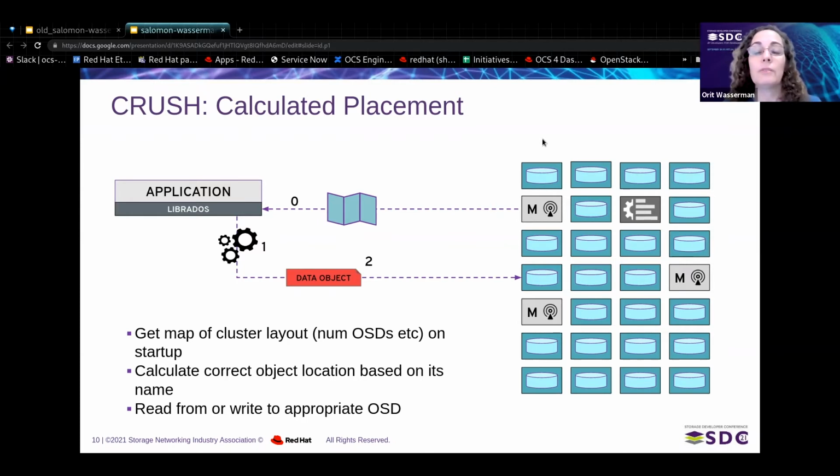So a client connects to the Ceph cluster. He gets the cluster layout from one of the monitors. Then in case of I/O, he can do the calculation and find the group of OSDs that handle the object data. And then he can go directly to those OSDs. For read, he can go to any OSD. And for write, he needs to go to the primary OSD.